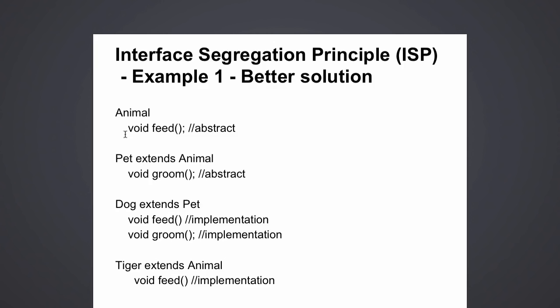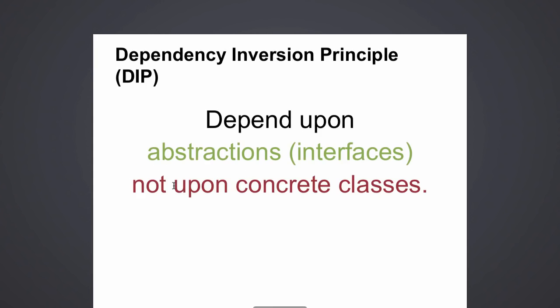A better solution would have been to have pet extends animal and let the pet have void groom, and let the dog extend pet. Tiger keeps extending the animal. Now tiger doesn't need to give a dummy implementation just because some other thing had an extra method. So the most important thing is you should only have methods which are applicable to you. If you keep bulging up classes with dummy implementation, it results in very bad maintainability.